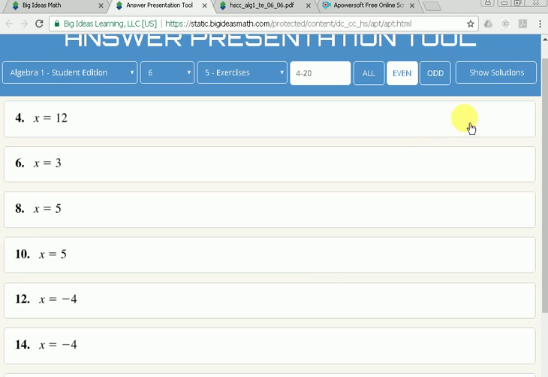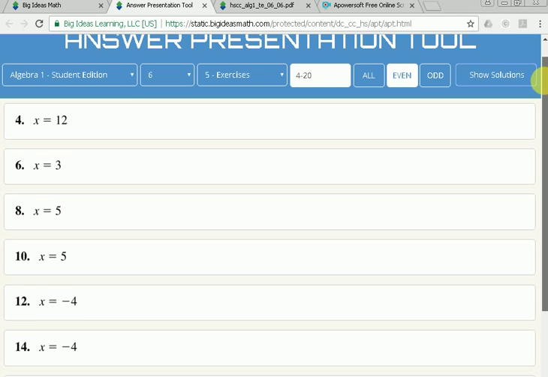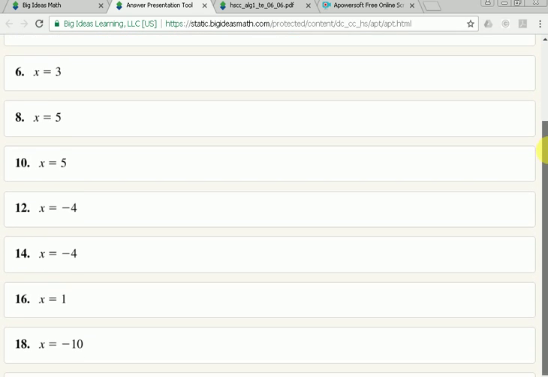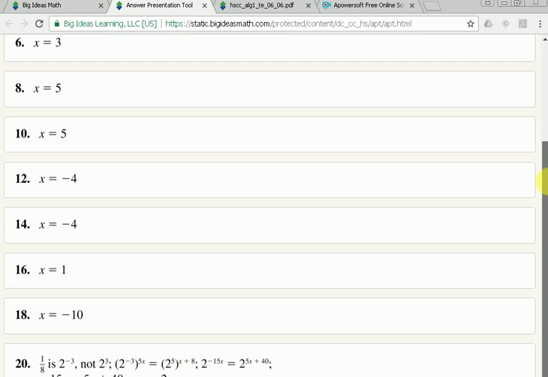Okay, if you're not here, we are grading the assignment, so you can pause this and look at the answers on the recording. Number 20 says 1/8 is 2 to the negative 3, not 2 to the third. They solved for x, and they got x is 2.